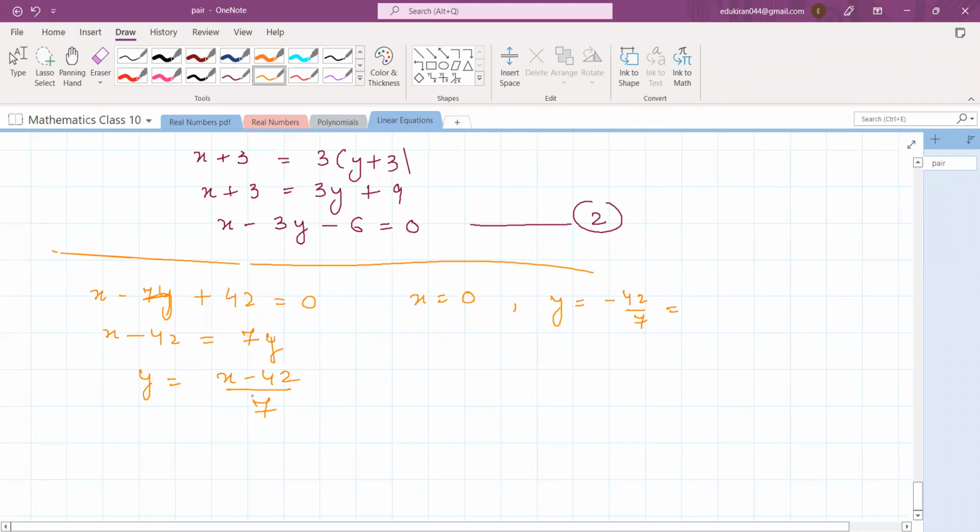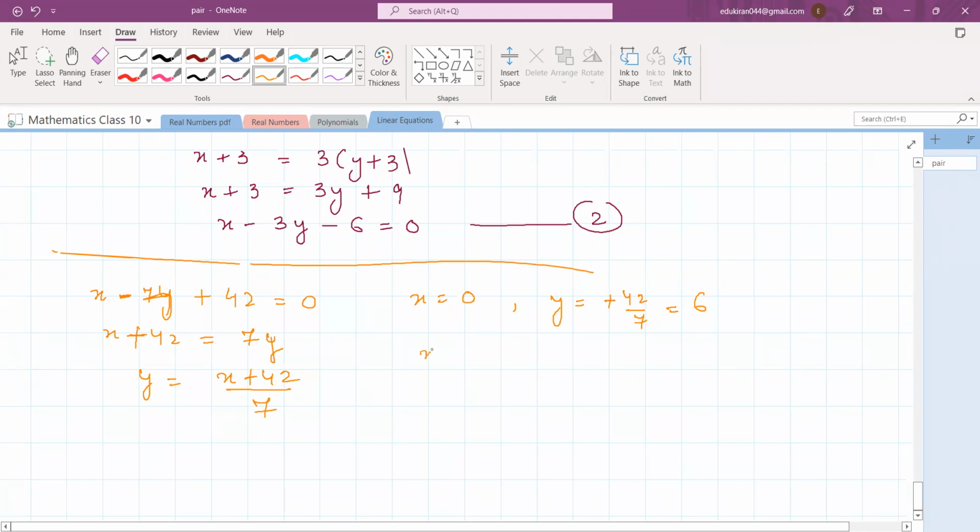Is it 6 or minus 6? Ma'am, if you check the first equation, it is 6 only because it's already minus 7. Oh, wait, have I made any mistake here? So it was x plus 42 is equal to 7y, right? Oh, yes, there was a mistake I made. So it will be 6. Okay, fine.